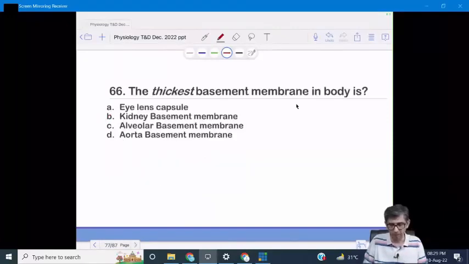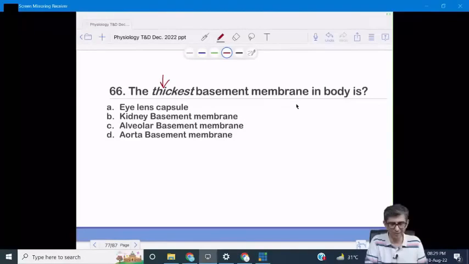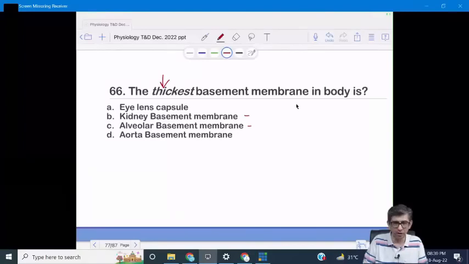Coming to 66, which is the thickest basement membrane in the body? The usual impression is that the aorta's basement membrane would be thick, but actually it is not so. I mean, kidney and alveoli, I think everybody could rule out, they're not very thick, because kidney can't be the answer because albumin is leaking across it. In alveoli, there is gas exchange happening. So you had to select somewhere between A versus D only.